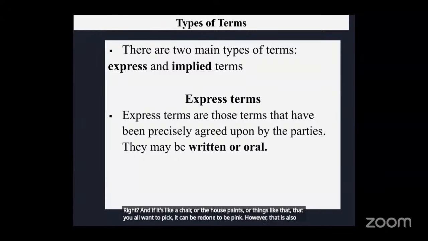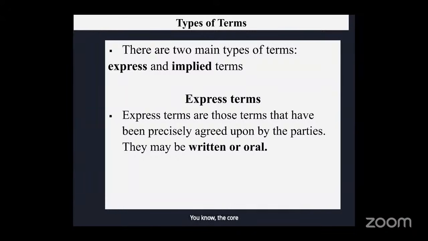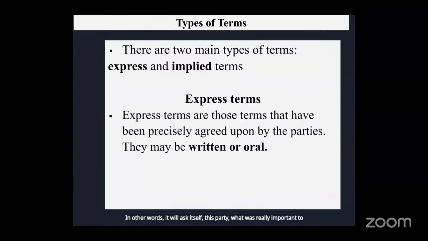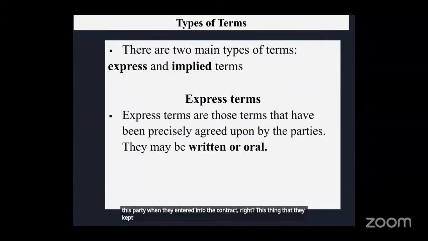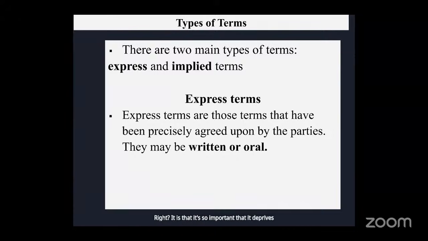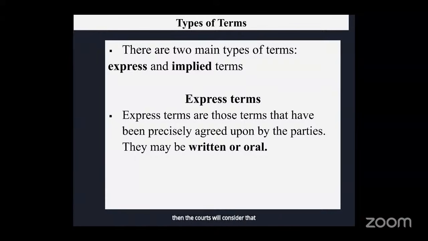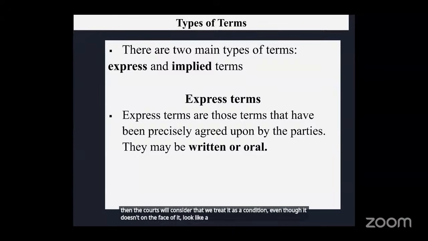However, that is also why we have innominate or intermediate terms. The court also recognizes that there are instances where it's not very cut and dry. It's not very clear whether the term should be considered a condition or a warranty. In such a case, the court would classify it as an innominate term and apply the substantial benefit test. In other words, it will ask itself, what was really important to this party when they entered into the contract? This pink that they kept saying, how important is it? If it is not the same pink that she wants, does it deprive her of the whole benefit? If it's so important that it deprives her of the whole benefit, and it can't be cured with money, then the court will treat it as a condition, even though on the face of it, it doesn't look like a condition. I don't know if that answers your question, Jennifer.